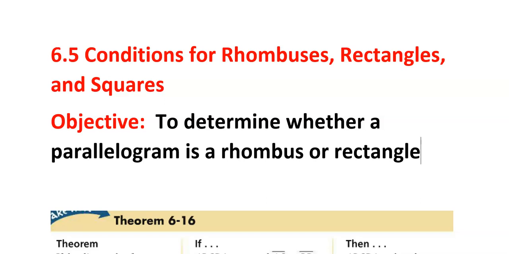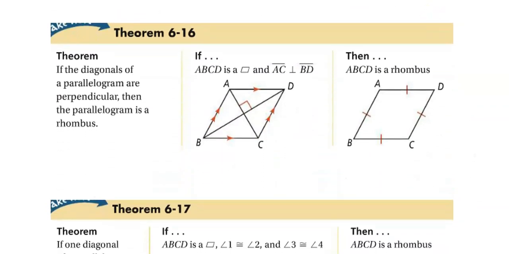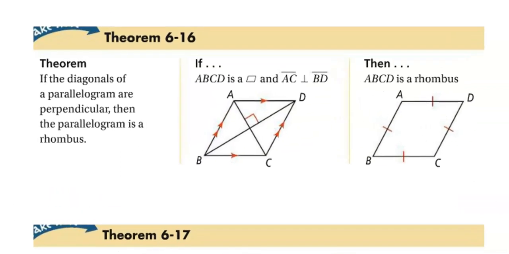Section 6.5, conditions for rhombuses, rectangles, and squares. So we are going to first determine if it's a rhombus or rectangle. Two theorems. I'll make them a little bit bigger here.